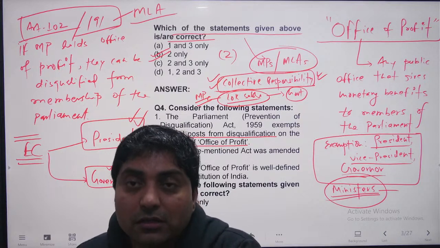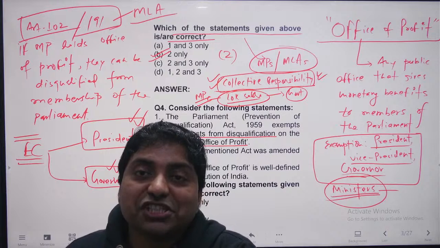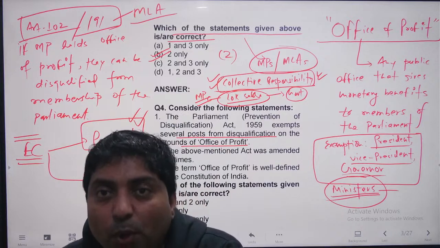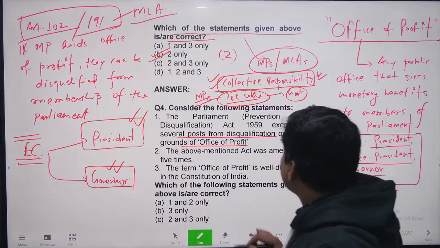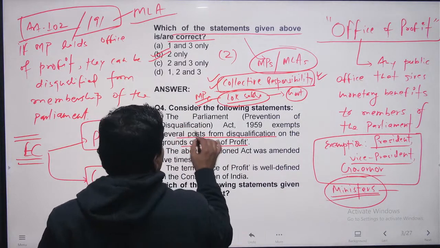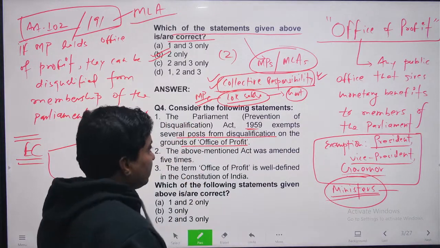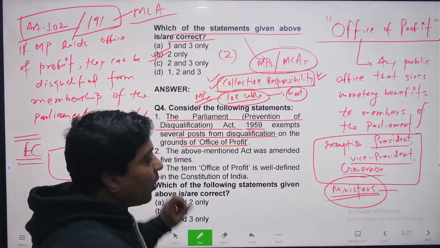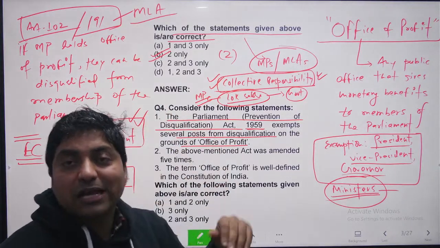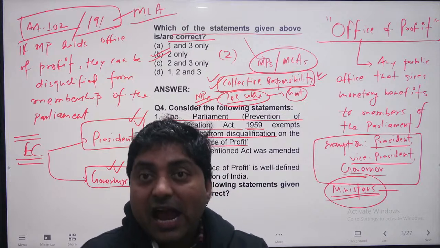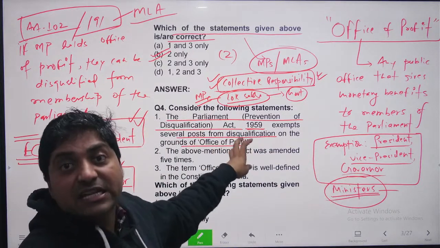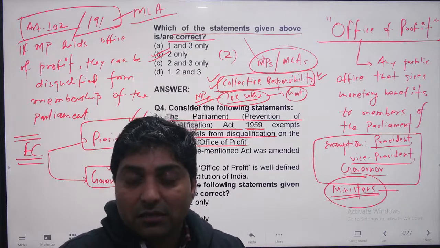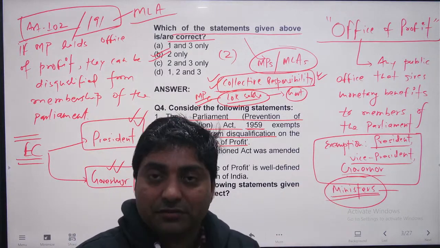In that case, the Supreme Court defined that any government office which gives monetary gain to any member of the parliament or the state assembly can be called office of profit. Now, you can see in 1959, Parliament passed a law, the Parliament Prevention of Disqualification Act 1959. In this law, many posts are exempted from the office of profit, and this law has been amended by the Indian Parliament 6 times till now. What do you mean by 6 times? It means many posts were exempted from the office of profit.